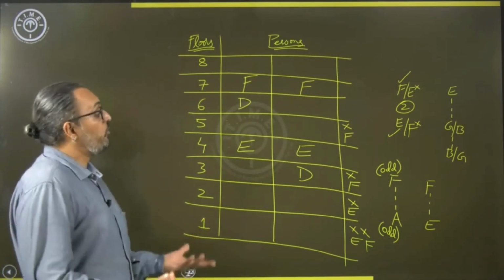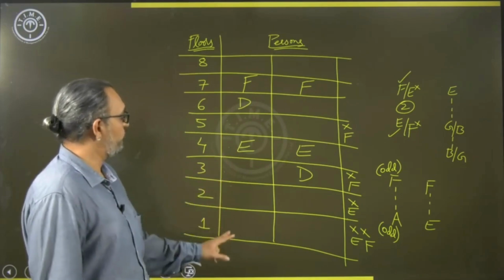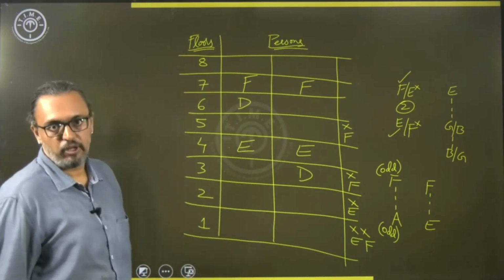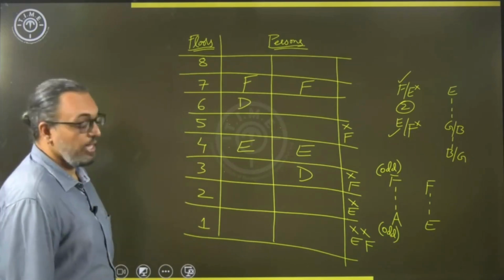Then what about A? So A can have in either 5th floor, 3rd floor, 1st floor. Here 5th floor, 1st floor, that is available for A. Okay, right. Now let's see what else we have.